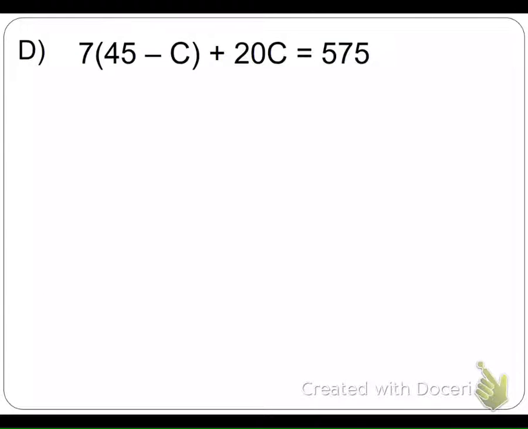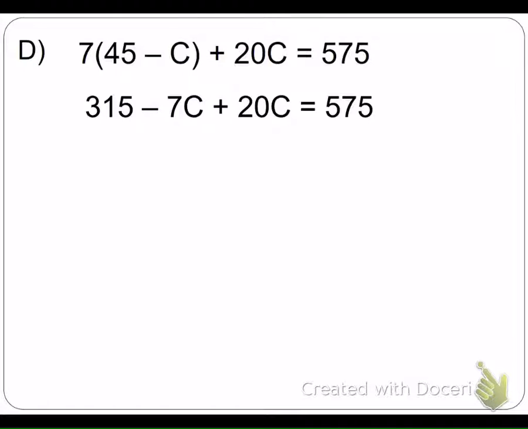All right, here's the part where you guys are doing really, really well. What do I do first? Distribute the 7. 7 times 45, I'll do the hard part for you. It's 315. 7 times minus C is minus 7C. Plus 20C equals 575. Now what? Whatever you do with the like terms. Now this is a place where I know it would be tricky. This is a negative 7. This is a positive 20. You subtract them, keep the sign of the larger one.